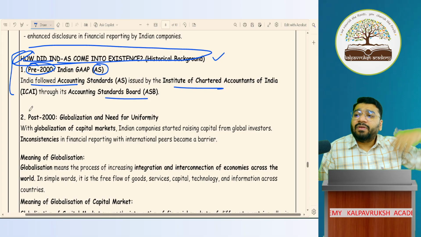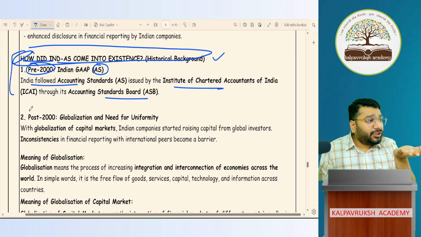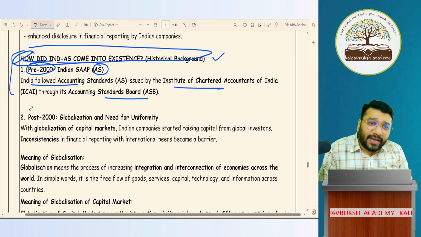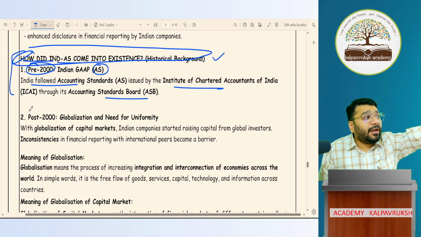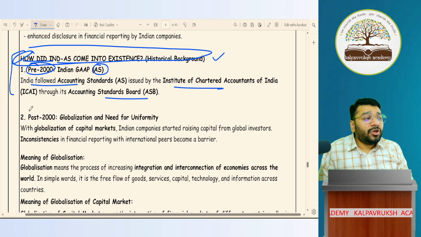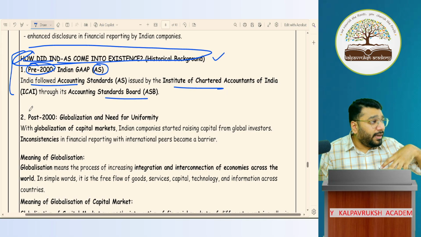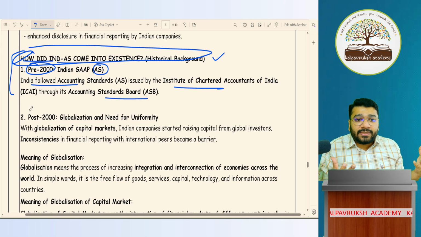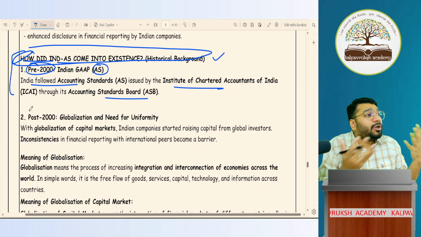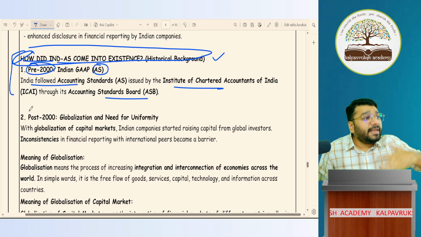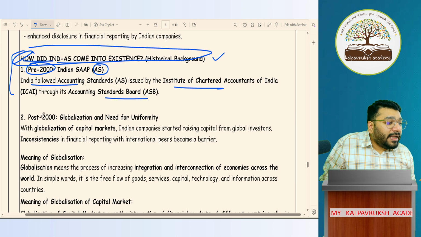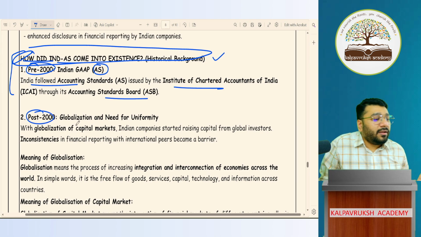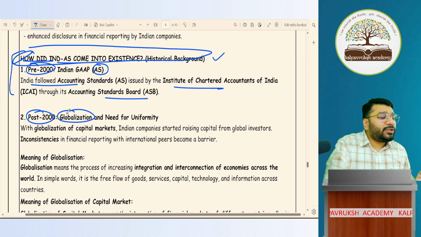Please tell me, if investors are not able to understand the financial statement, will they have confidence in the financial statement and the company? The answer is no. Therefore, these people were not investing in our companies. So when we don't get investment from foreign companies, we will not be able to do good business. If business is not flourishing, if you're not able to do good business, the country's economy will not develop. Therefore, in 2000, that is post 2000, a huge globalization happened. So what is globalization?